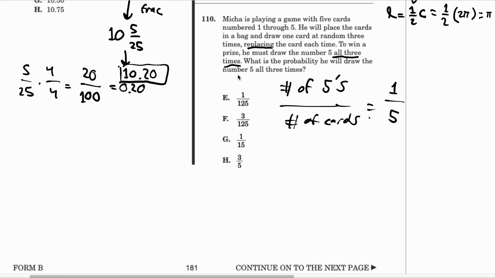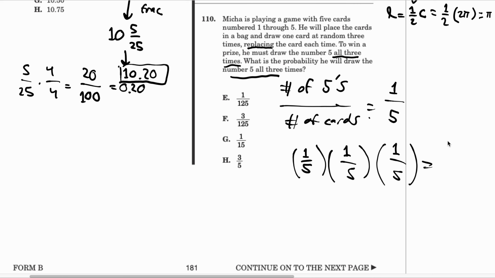So to draw the number 5 all 3 times, we have to use our multiplication rule. So it's 1 over 5 chance the first time, 1 over 5 chance the second time, and 1 over 5 chance the third time. So this would just be 1 over 5 cubed, and that is just 1 over 125, and that's E.